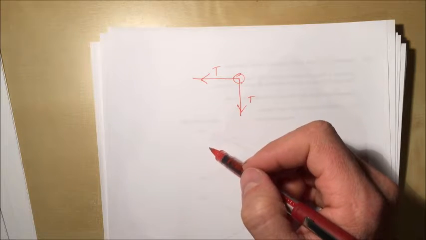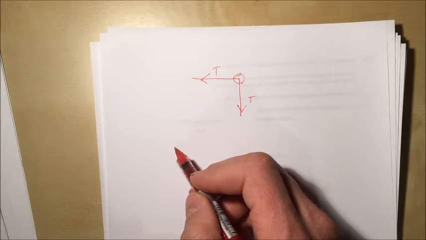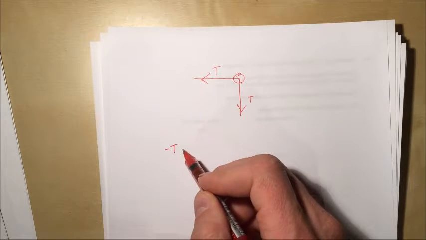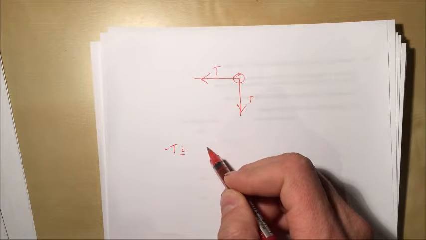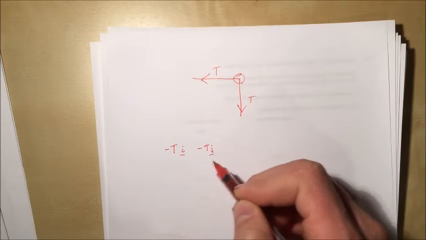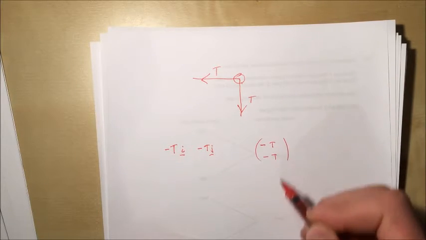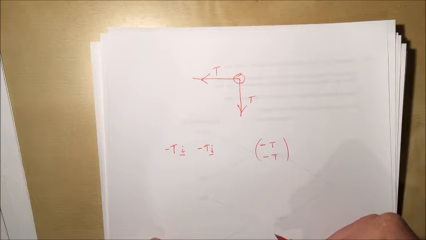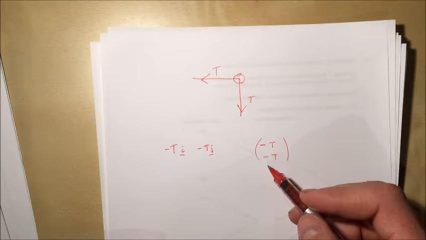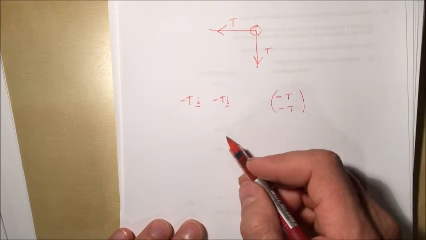There's a few different ways of thinking about it. One way of dealing with this is to think about it in this way. We've got T in the minus i direction, and we've got T in the minus j direction. So if you like, we've got the vector minus T, and that is the force that's pulling on this pulley. And if we want to find the magnitude of that force, we just need to find the magnitude of this vector.